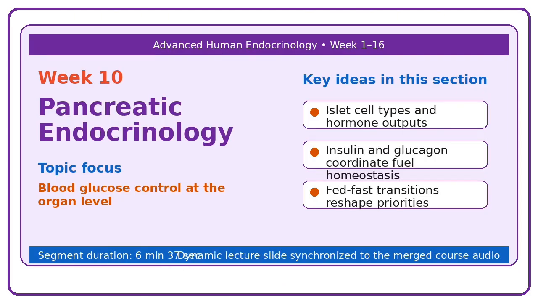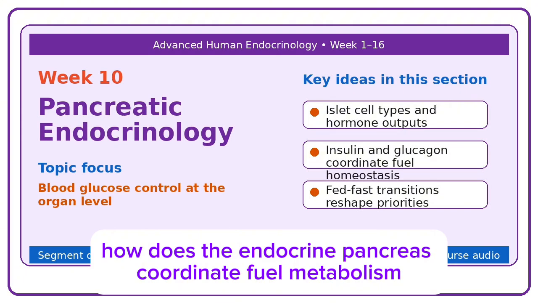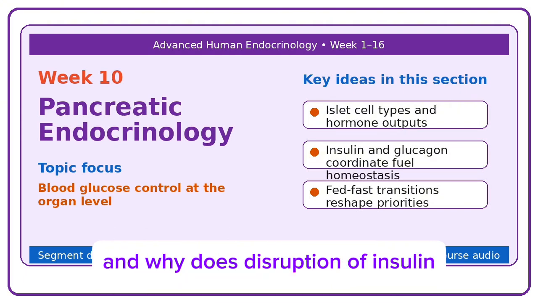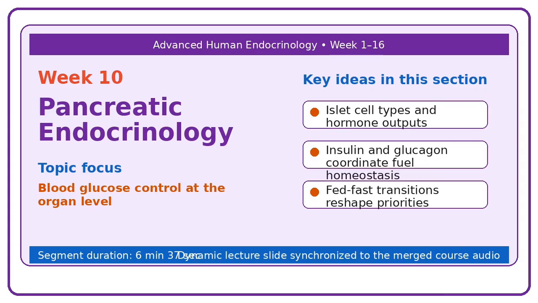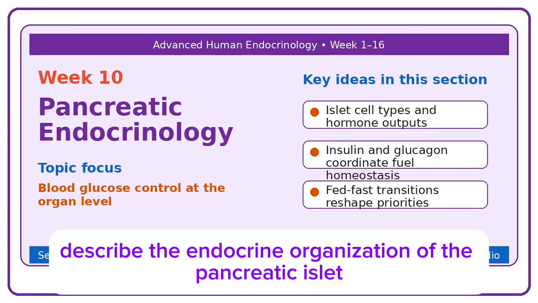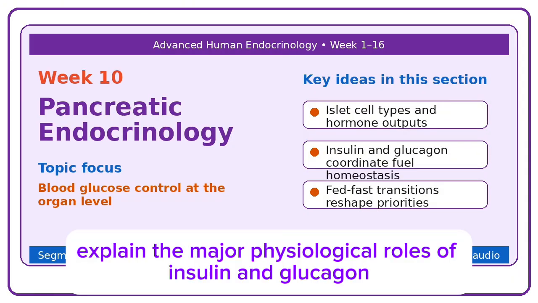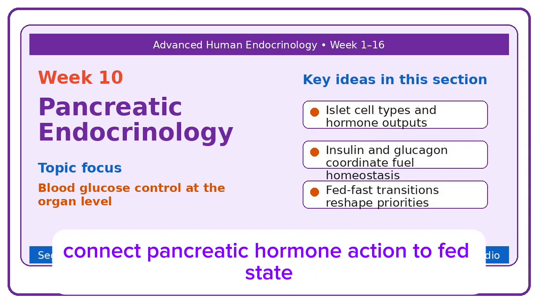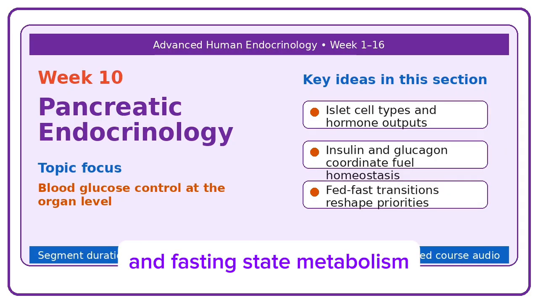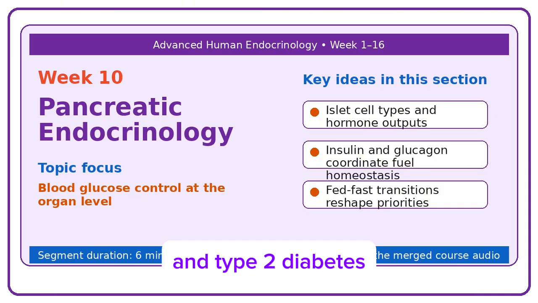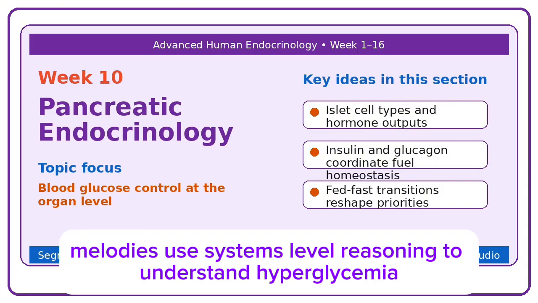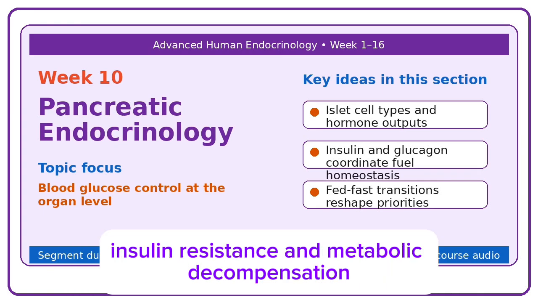Essential question: how does the endocrine pancreas coordinate fuel metabolism, and why does disruption of insulin-glucagon balance lead to diabetes and systemic metabolic dysfunction? Learning goals for week 12. Describe the endocrine organization of the pancreatic islet. Explain the major physiological roles of insulin and glucagon. Connect pancreatic hormone action to fed state and fasting state metabolism. Differentiate major physiological features of type 1 and type 2 diabetes mellitus. Use systems-level reasoning to understand hyperglycemia, insulin resistance, and metabolic decompensation.